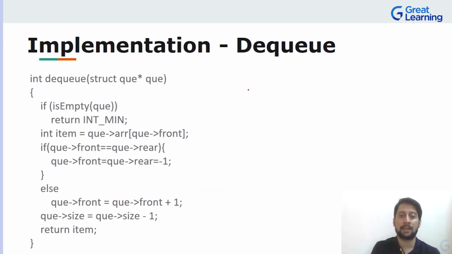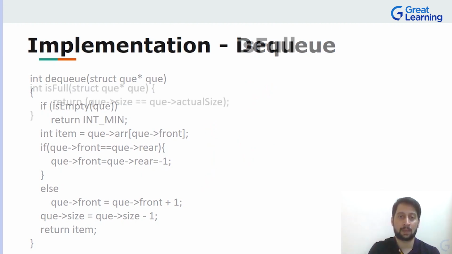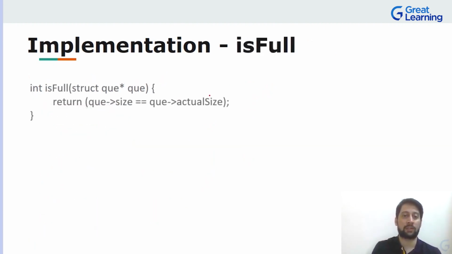Now, one more thing is that since we have the pointer front, which is pointing to the element that we want to delete, this operation is again performed in a constant amount of time. That is, the time complexity in the worst case is big O of 1. Now let's see the is full condition, that is the overflow condition that we checked while inserting the element.